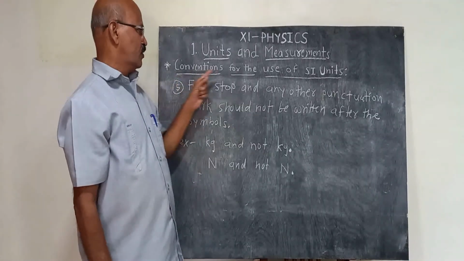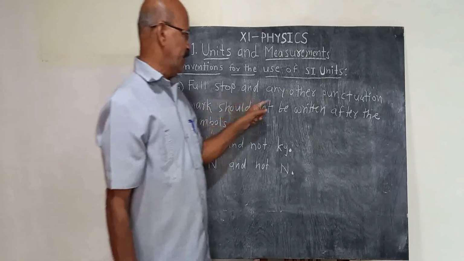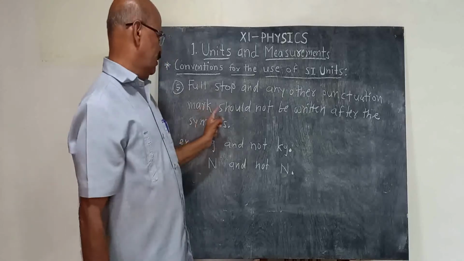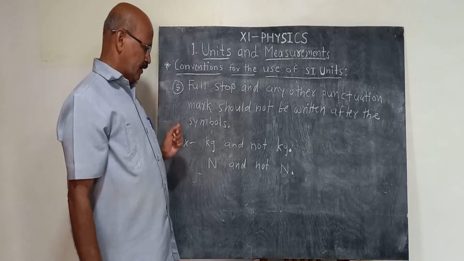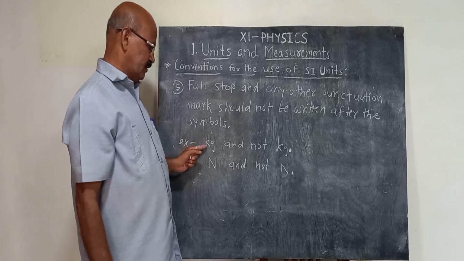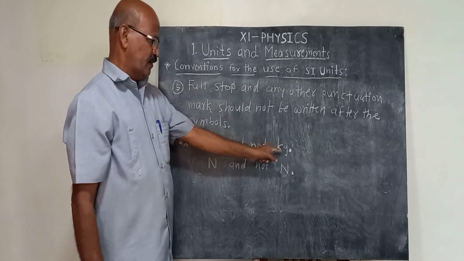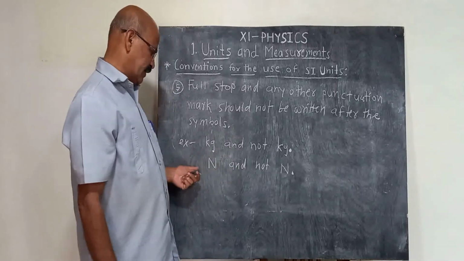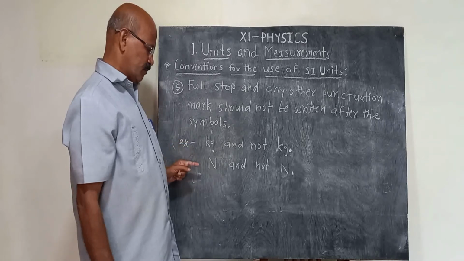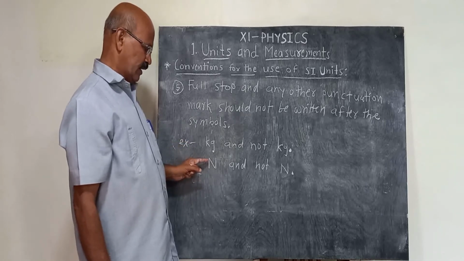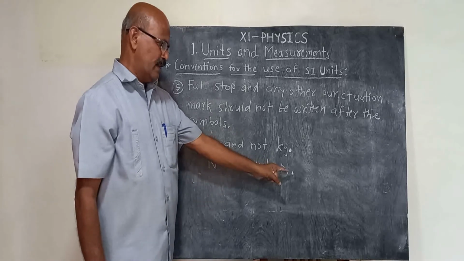The fifth convention for the use of SI units is that a full stop or any other punctuation mark should not be written after the symbols. For example, the SI unit of mass is kilogram, its symbol is kg, so write kg and not kg with a full stop. Another example: the SI unit of force is newton, its symbol is written capital N, and not N with a full stop.